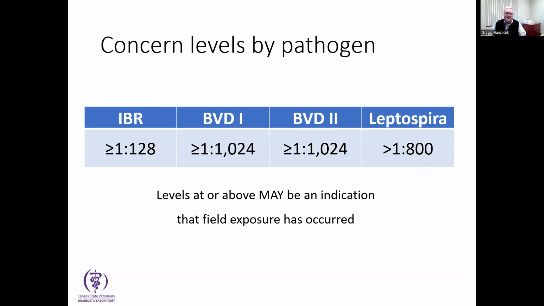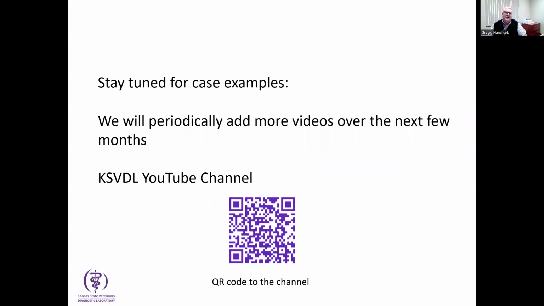And again, by using these guidelines and looking at trends, I think we have a pretty good idea of whether we can rule in or rule out these organisms. So this is just the first step in the videos. We're going to plan more videos case by case, just to show everybody the way that we evaluate titers for the cases that come through our laboratory. We'll periodically post those on our YouTube channel.